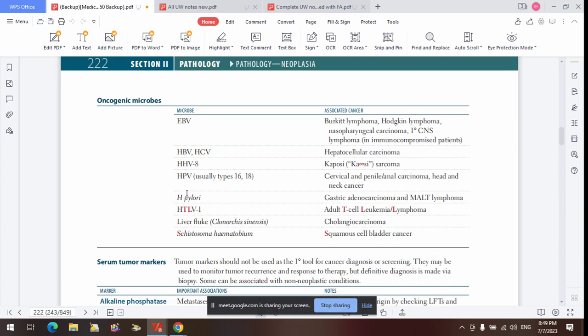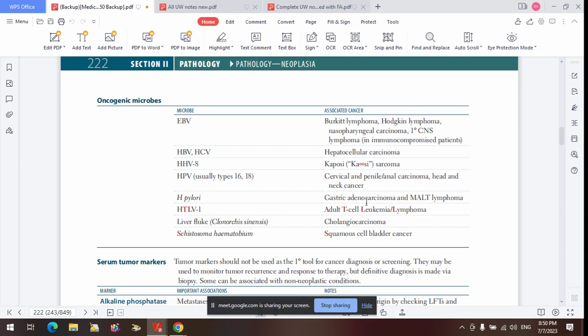So another one is human papilloma virus, particularly the serotypes 16 and 18. Those are the ones that can cause the cancer. Because human papilloma virus is sexually transmitted, it can cause cervical cancer for the females and penile cancer for the males. For people that practice anal sex, they can have anal carcinoma from this human papilloma virus. And for people that practice oral sex too, they can have head and neck cancer.